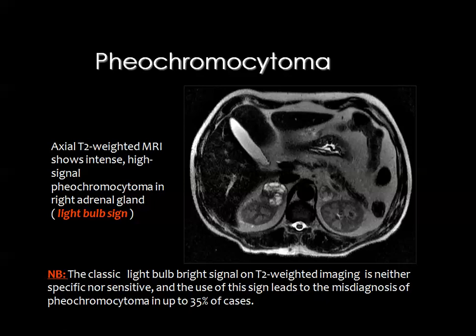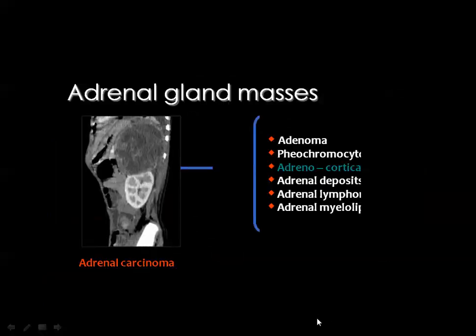At one time, they used this sign, which is known as the light bulb sign, to diagnose pheochromocytoma, meaning that in the T2 weighted image, the lesion is very bright. But this sign is no more specific or pathognomonic for pheochromocytoma, and it may lead to many misdiagnoses.